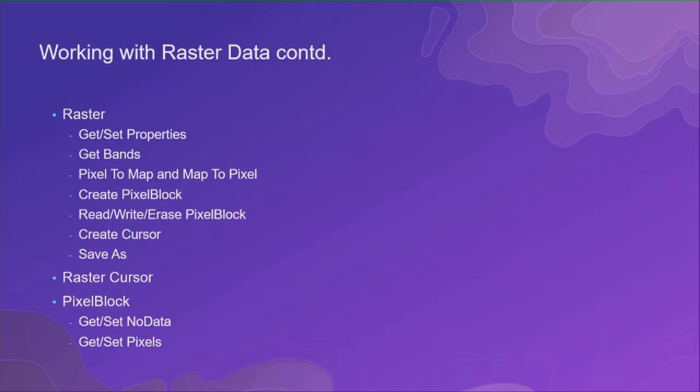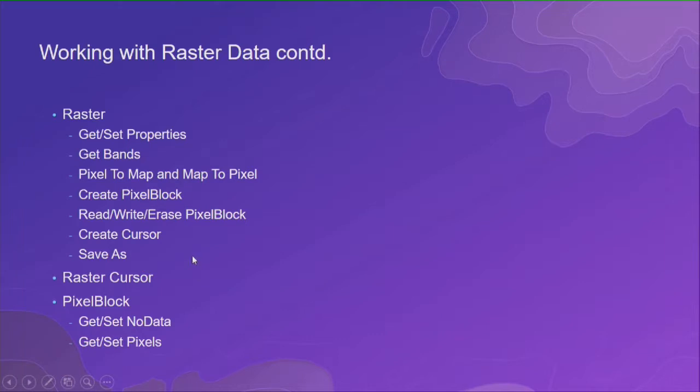If you want access to pixels, the raster object gives you the ability to create a pixel block, then read pixels from it, do some things to them, and then write them back. Or we also have the ability to erase a pixel block as well. Now, if you're reading pixels from an image in the form of pixel blocks, we've given you an easier way to do that, whether for the whole image or even a part of the image. The raster object has the ability to create a cursor, which is a raster cursor object.